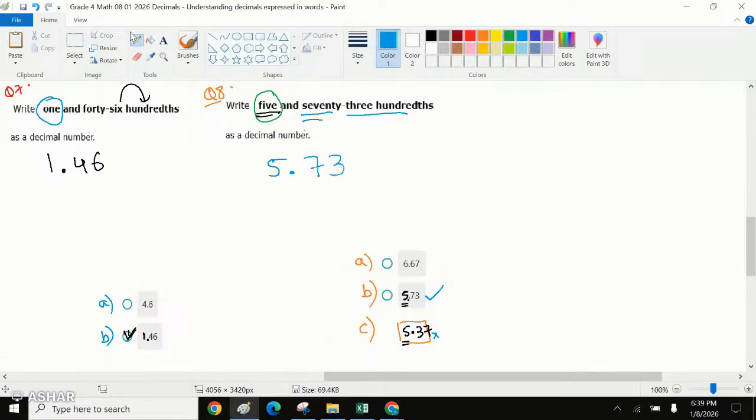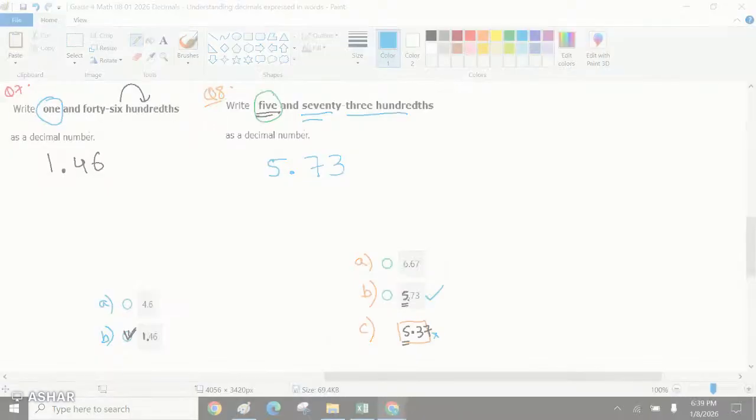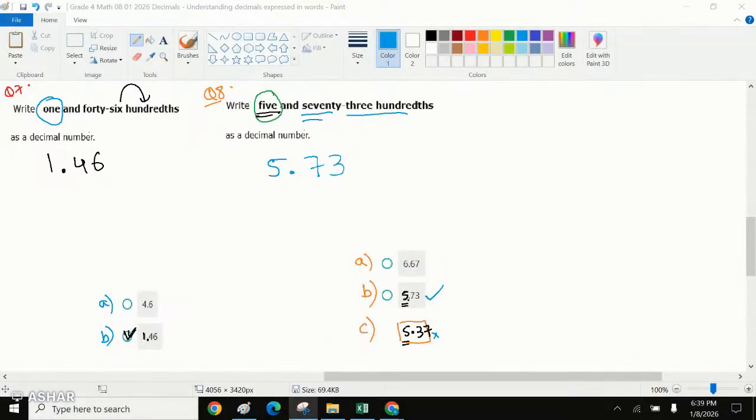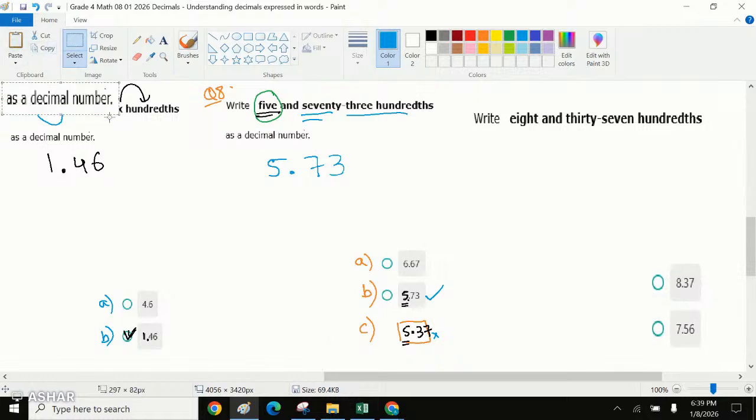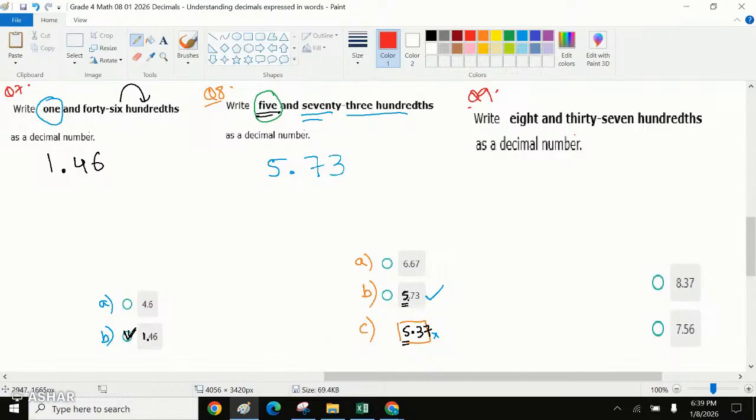Let's go to the next question we have. So the next question we have is, write 837 hundredths as a decimal number. Okay, let's write this as a decimal number. This is our question number 9. Which option should be correct? Just by looking at this 8, we can find the answer, right?